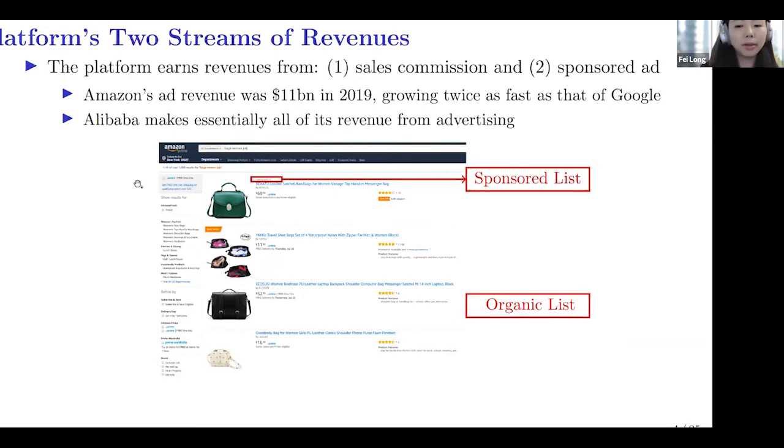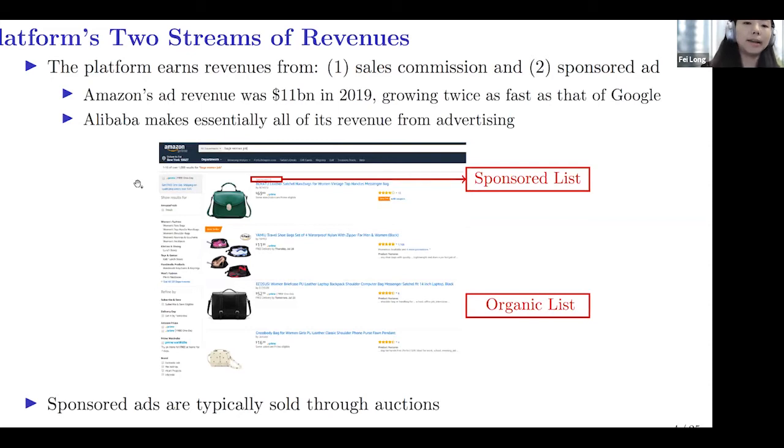So here the way it works is similar to Google. Whenever consumers search for a keyword, sellers can propose a bid, and whoever bids higher tends to win this top slot. And this advertising revenue is just blowing up at Amazon. So the figure last year was 11 billion. In 2018, that's like 2 years ago, it was 7 billion. So it's growing like 50%, more than twice as fast as Google.